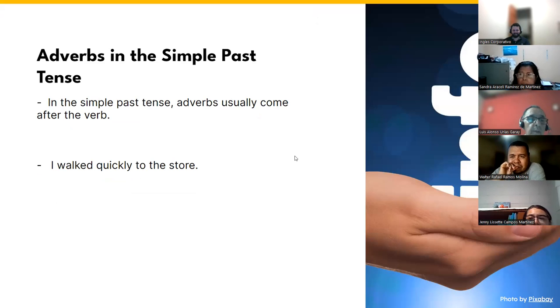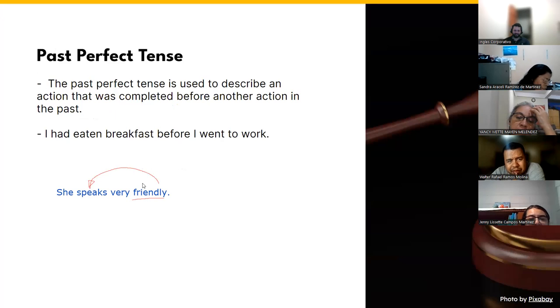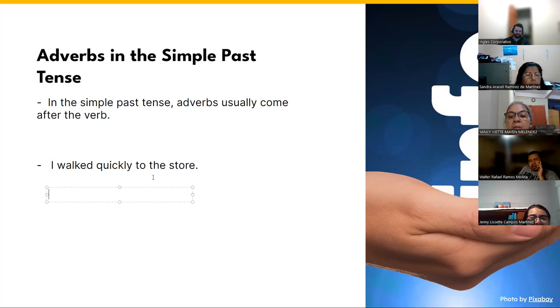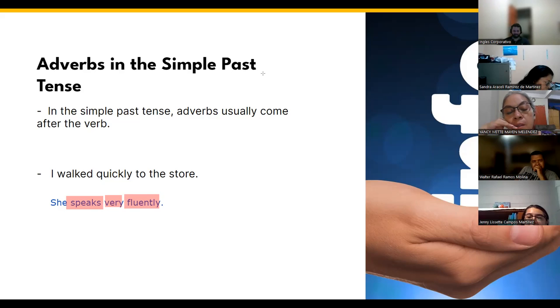I can say she speaks very friendly. Yes, you can say, she speaks very, oh, fluently. I thought they said friendly. Okay. Fluently. Repeat fluently. Fluently, right? So she speaks very fluently, right? So in this situation, fluently is modifying speaks, which is a verb, and very is modifying fluently, right? So yeah, you can say this. Those are very easy.